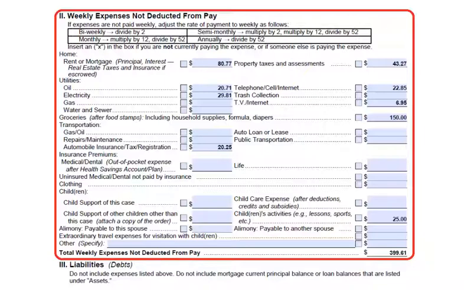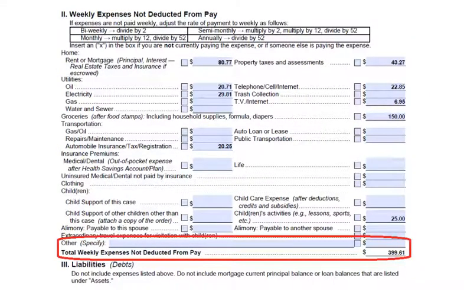For the rest of section Roman numeral 2, calculate and enter your weekly expenses for each of the expenses listed on the form. If you do not have an expense that is listed, leave the line blank. If you have an expense and you are not currently paying it or someone else is paying it, check the box immediately before the amount of the expense.